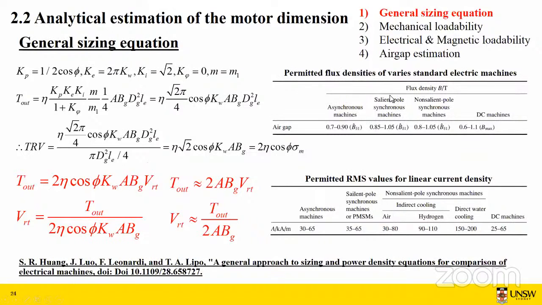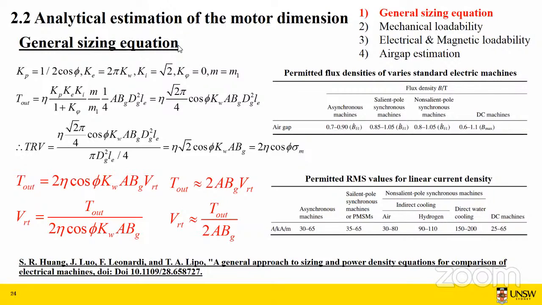Now, from today's lecture, we learned many different analytical tools and models, but due to the time limit of this tutorial, I will only go through a few important ones with you. Those are the general sizing equation, the mechanical loadability of a machine, the electrical and magnetic loadability, and the air gap estimation. And among all the analytical tools, the general sizing equation is the most important one. You have learned all of this from today's lecture.